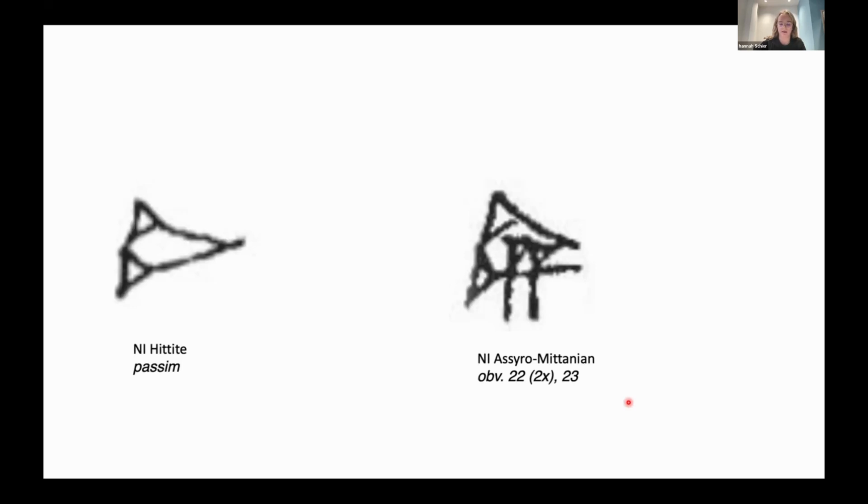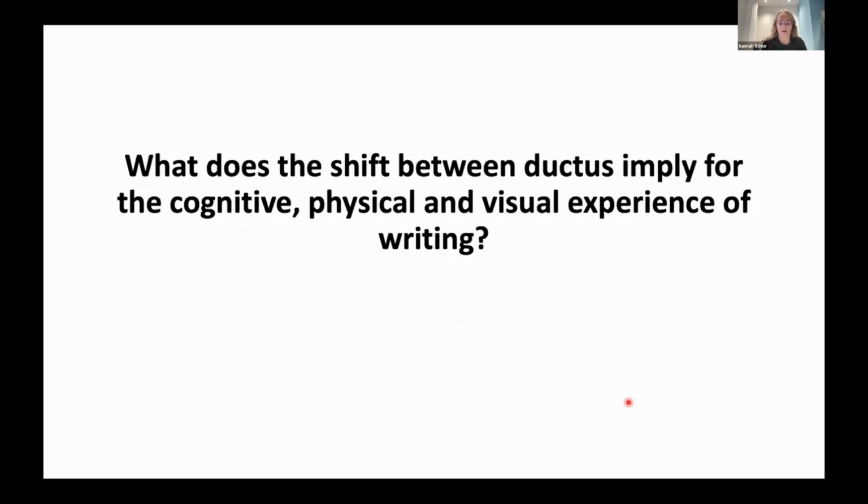The scribe is not failing to maintain consistency. He is engineering a deliberate shift in visual register for a specific readership at specific textual coordinates, for specific political reasons. Therefore, I want to examine in the following minutes what the shift between the ductus implies for the physical, cognitive, and visual experience of writing a treaty like this.